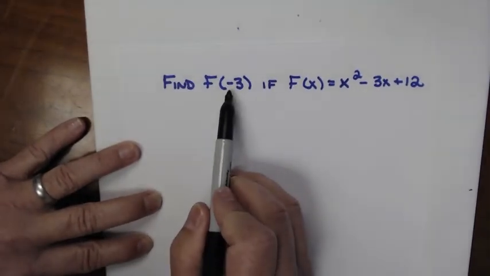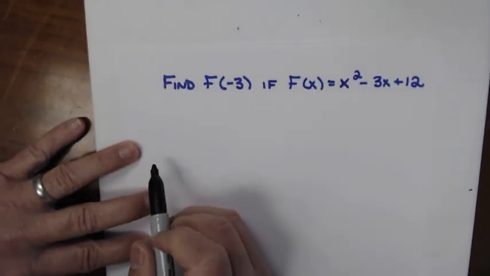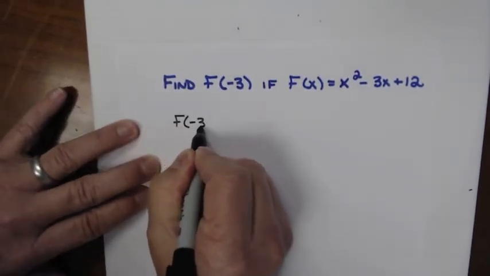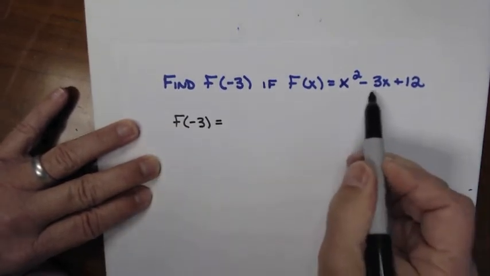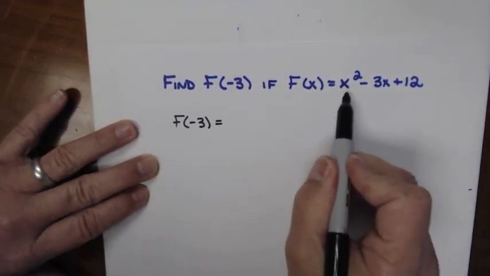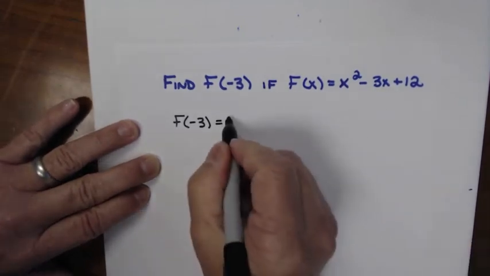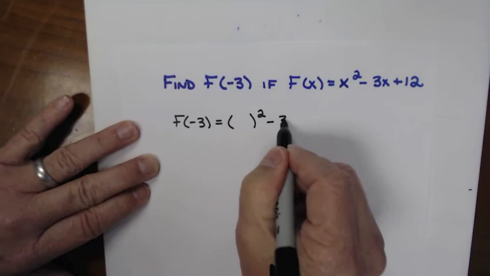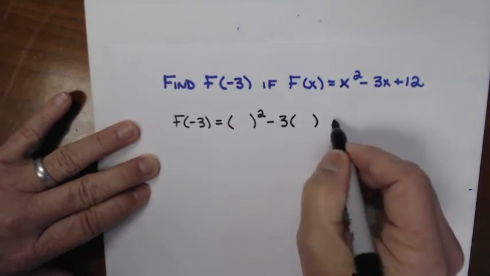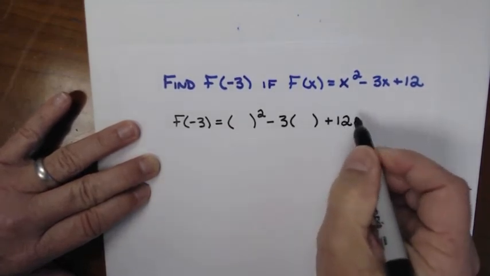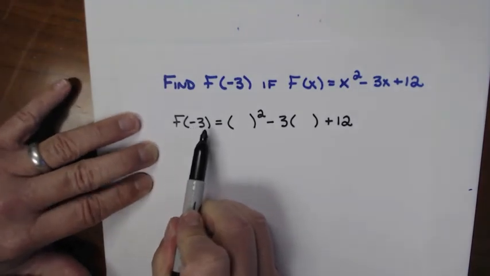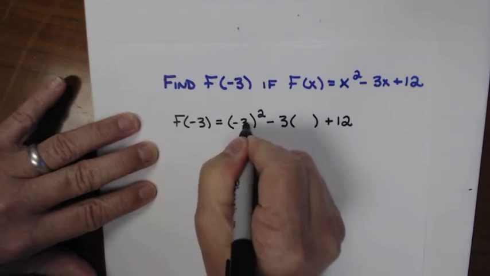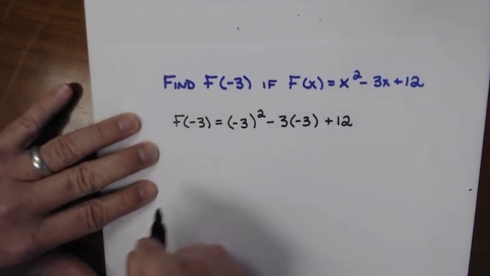F of negative 3, and I'm going to use this equation right here. So I'm going to write f of negative 3, and I'm going to rewrite this equation, and everywhere there's a variable, I'm going to replace it with parentheses. Parentheses, put the exponent on the outside, minus 3, put the parentheses, plus 12. And this right here tells me I need to plug a negative 3 inside those parentheses. Put a negative 3 there, and a negative 3 there.